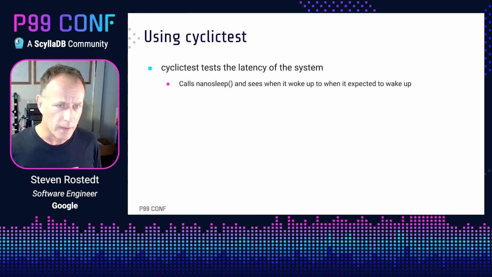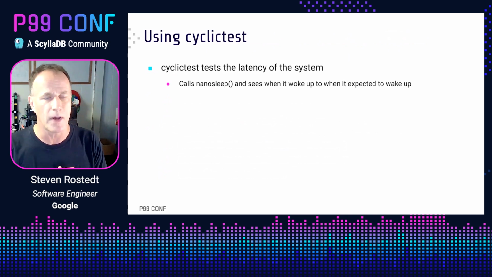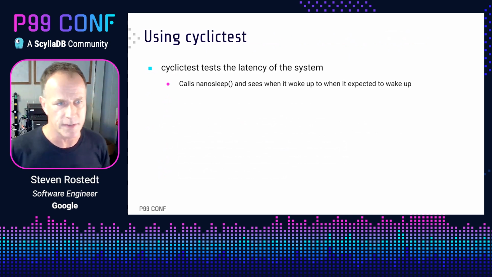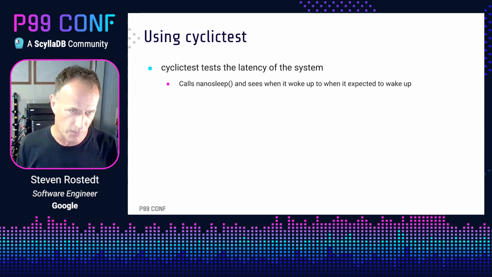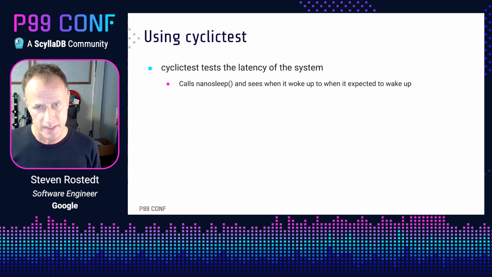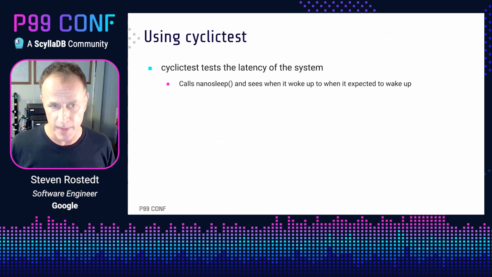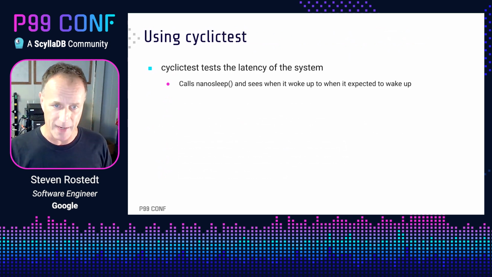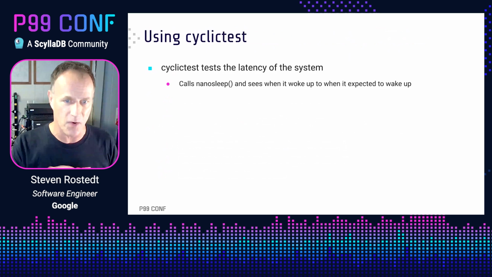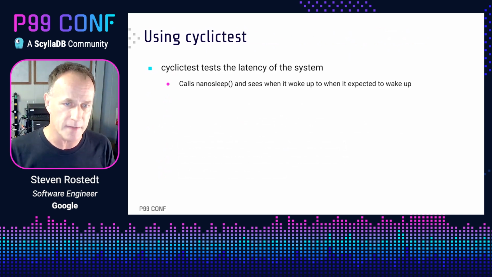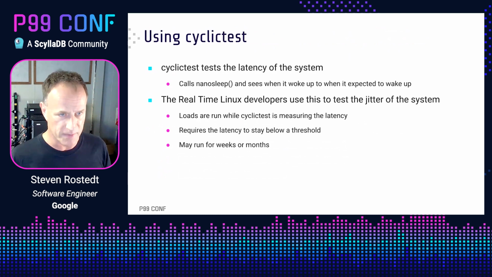So in this talk, I'm going to talk about a utility called cyclictest. It's a way to test latency of your system. The way it works is it calls nanosleep, which is a way to tell the application to go to sleep and then wake up at a certain time. It will record when it expects to be woken up, and then when it is actually woken up, it will take the timestamp again and subtract when it was expected to wake up from the time it actually did wake up, and that will tell you the latency or the jitter of the wake up time.